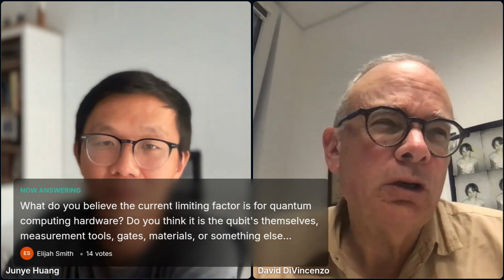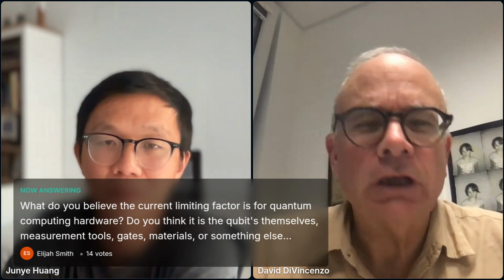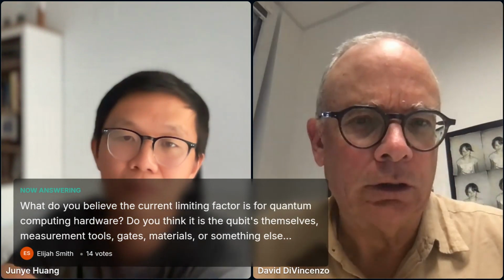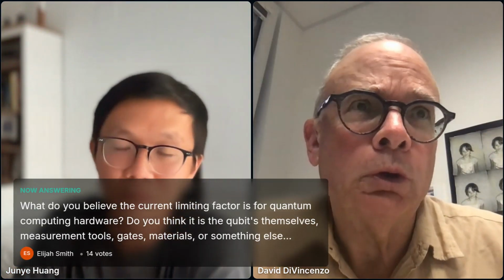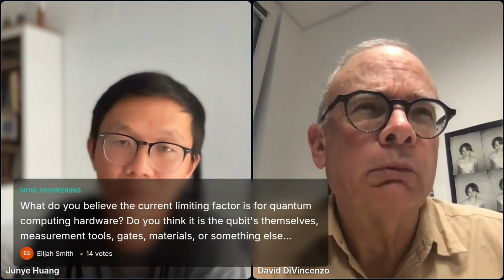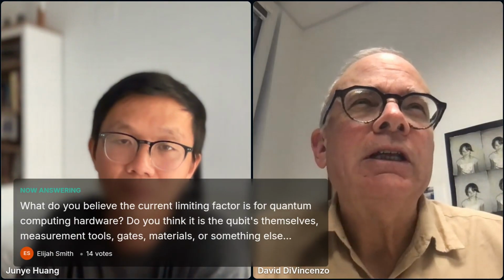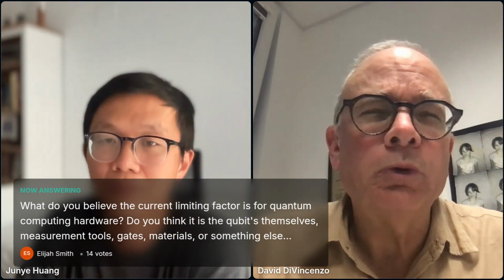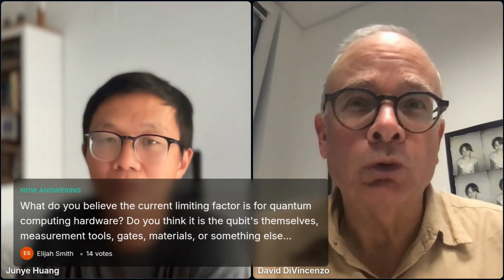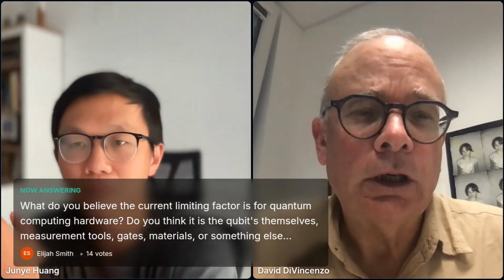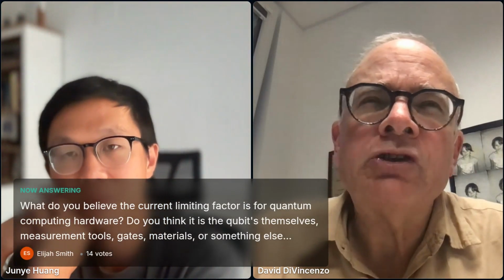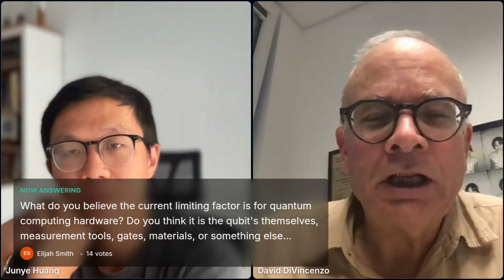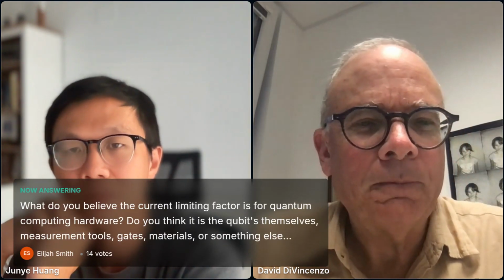Also, materials, probably not. I think we have the whole material set that's suitable. There are, of course, troubles with calibration and with the drift of quantum computers, and so it would definitely be good to have improvement in that regard. I think the existing materials are marginally good enough. Maybe one would say that.